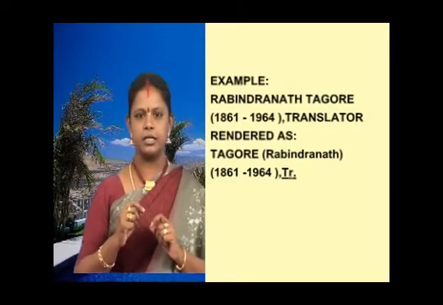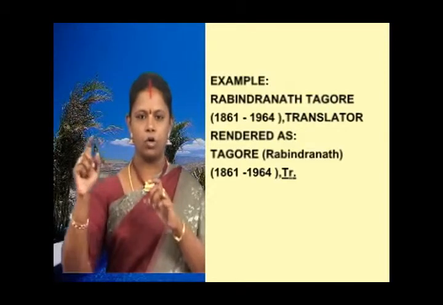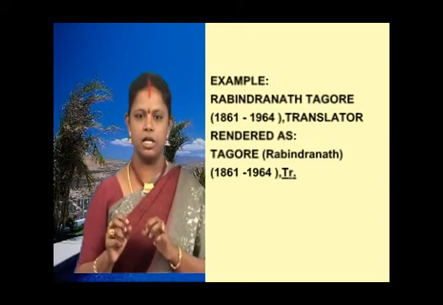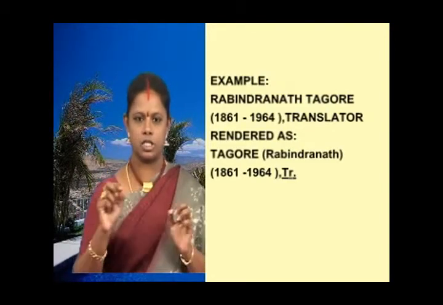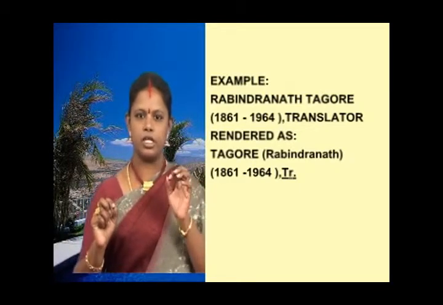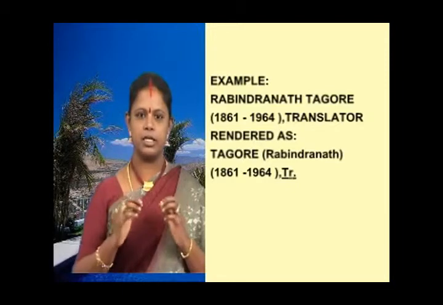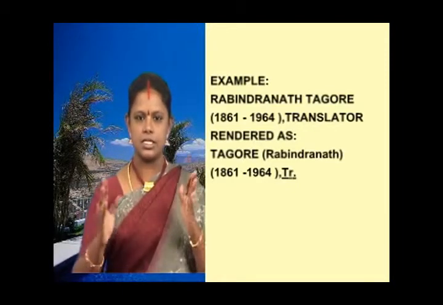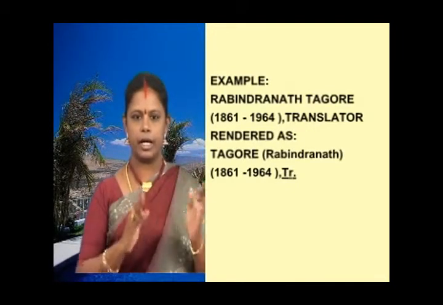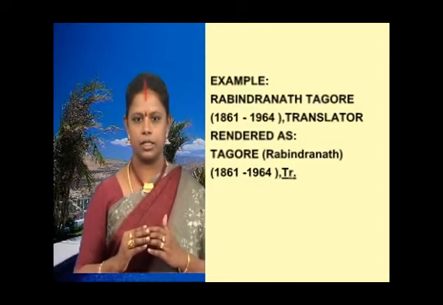So use a connecting symbol as comma and go for the abbreviated form for translator, which is TR dot underline. The descriptive element, while writing, it should be underlined. If it's going to be printed out, you should give it in the italics format. So this is the example to write the author's name in the cataloging card.